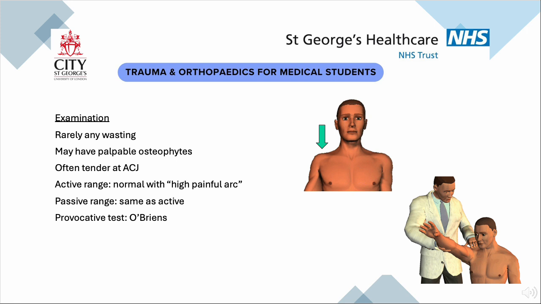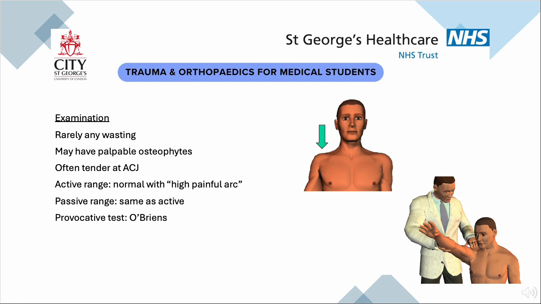The examination, again, there's never any wasting. There may be palpable osteophytes around the joint, and often patients will complain they've noticed a lump there, and it's often tender at the AC joint. The active range is usually almost normal, with this high painful arc, as said, from 150 degrees up to the end range, and the passive range is usually the same as the active range.